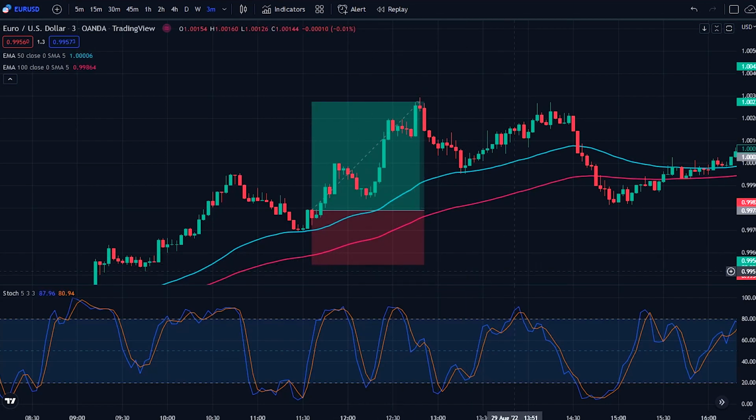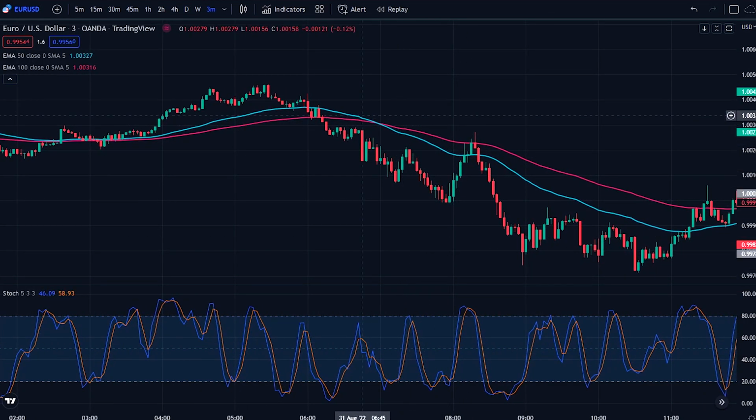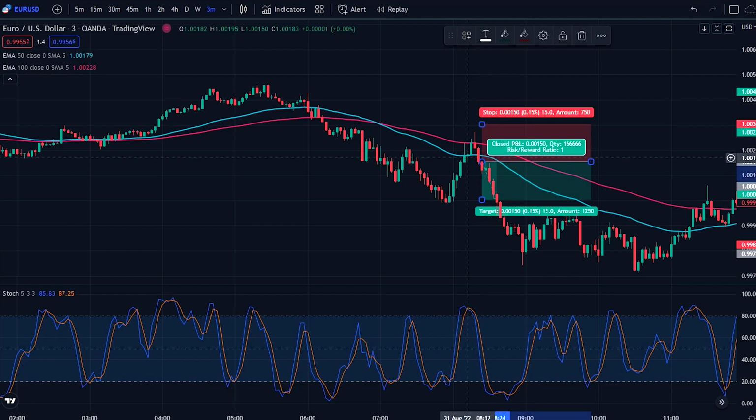Now let's move on to the rules for entering short positions. Entering a short position is the exact opposite of entering a long position. So whenever the blue 50-period EMA crosses the red 100-period EMA from top to bottom, be ready to open a short position. However, wait for the stochastic to fall below the 80 level, because then it's a valid signal to enter a short trade. Also, make sure that the price is close to the 50-period EMA.